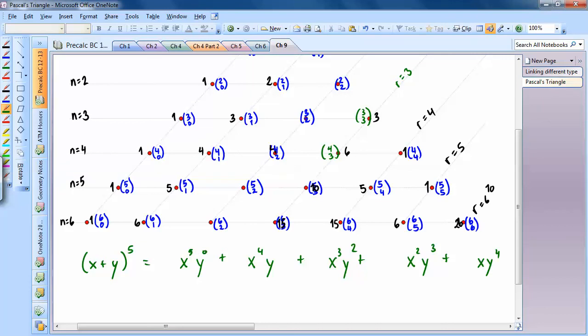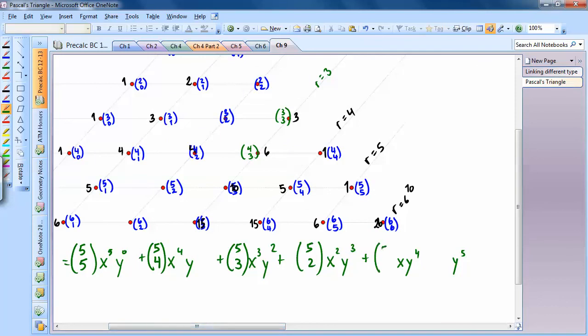Okay, so this one right here, I've got 5 letters here, 5 x's and 0 y's. So I want to pick all of them to be x's. This one, I've got 4 x's, which forces the other one to be a y. This one, I got 5 letters, I want 3 of them to be x's. This one, I got 5 letters, I want 2 of them to be x's. And this one, 5, 1 of them to be x's. And then 5 with no x's.